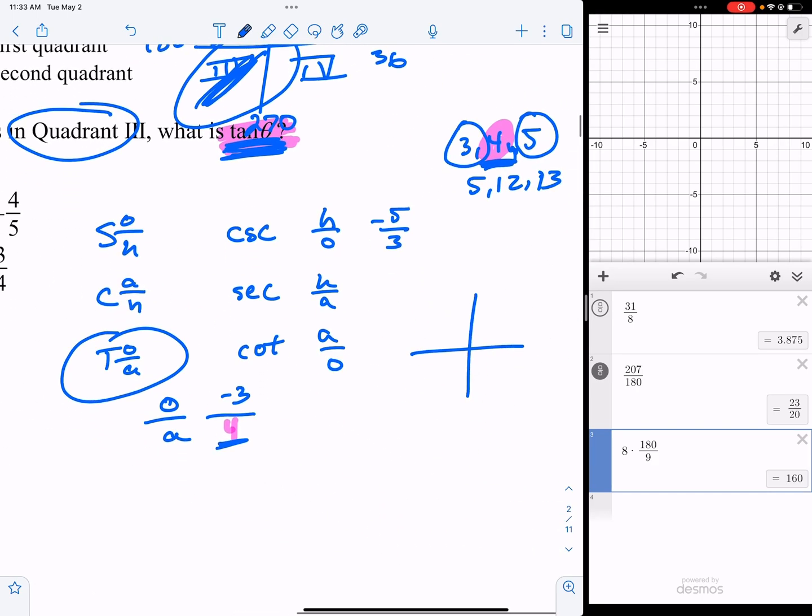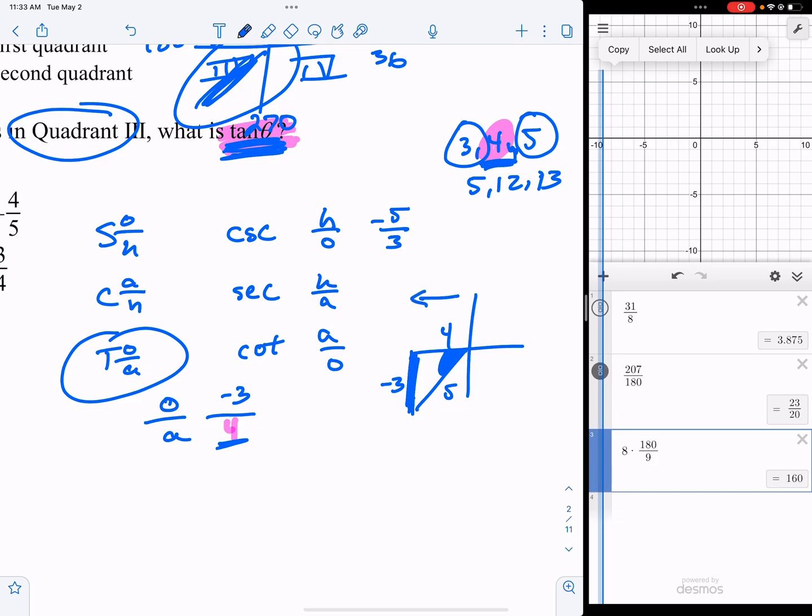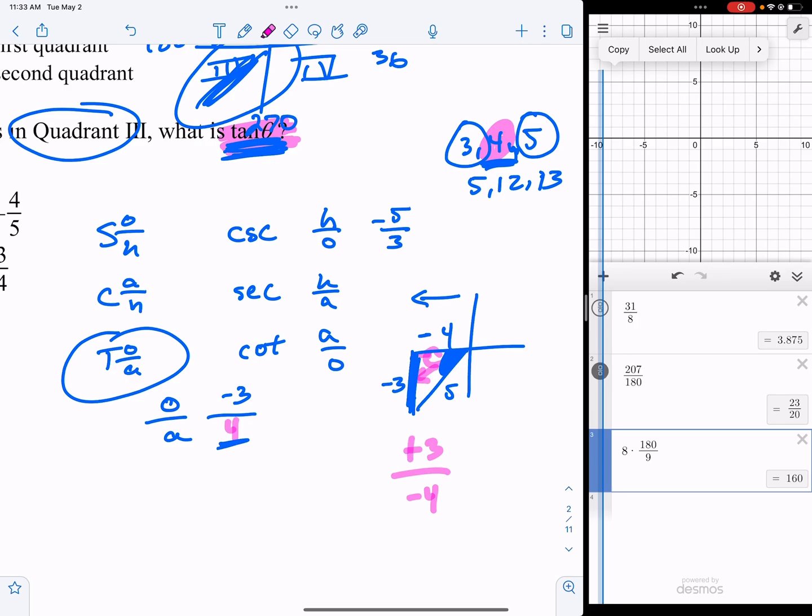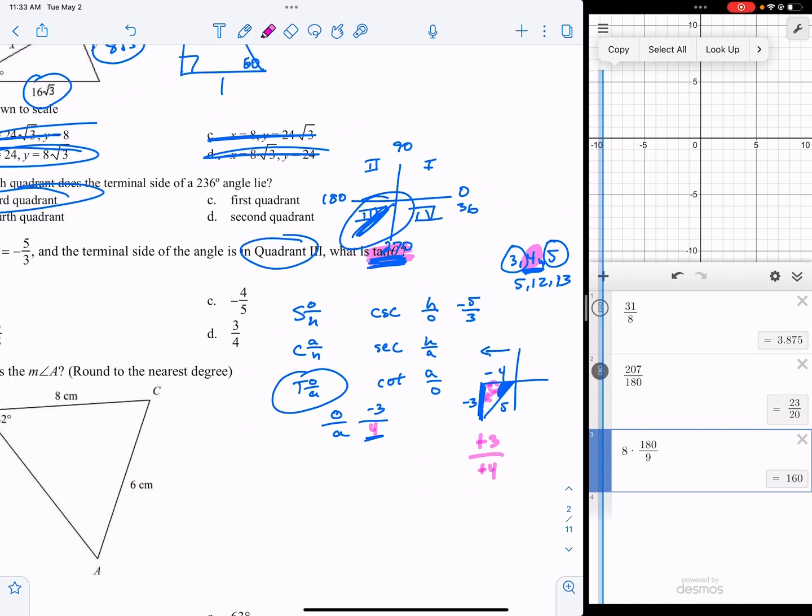So that means down here, here's our triangle, here's our angle right here. Now, hypotenuse over opposite. The hypotenuse is always positive. So then the opposite is -3, and it's negative because it's going down. So the missing side of the triangle is 4. But we're going to the left, so that means it's negative. So from here, opposite over adjacent, -3 over -4. A negative and a negative make a positive.